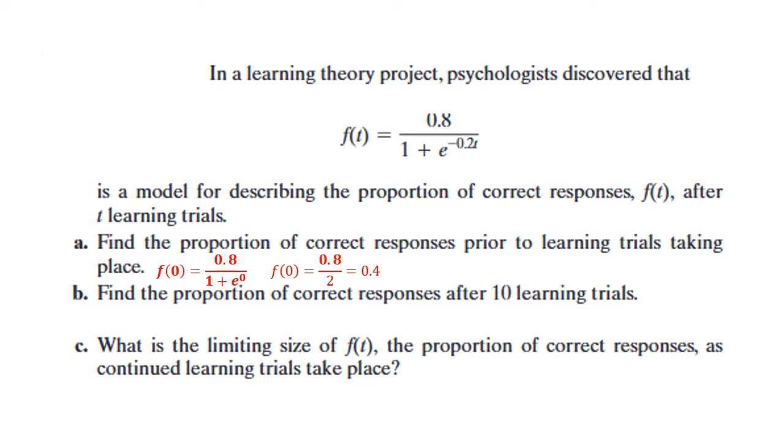Find the proportion of correct responses after 10 learning trials. So t represents the learning trials, so we're going to plug in 10 for t. Therefore, the proportion is 0.7. What is the limiting size? That's when t goes to infinity, and that's going to be only 0.8. So that's the limiting size.